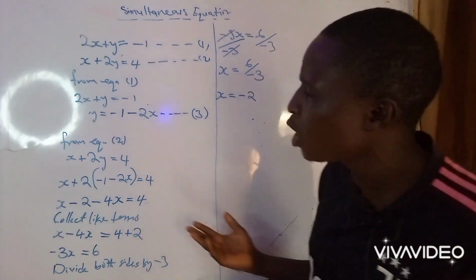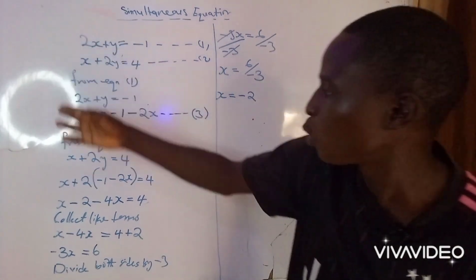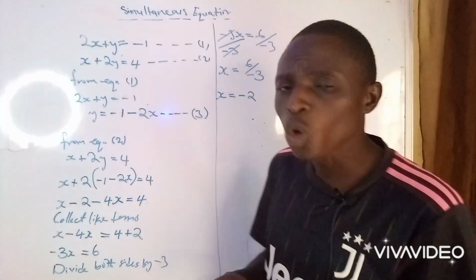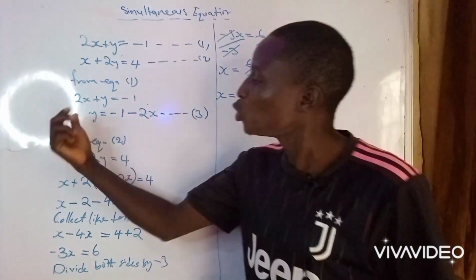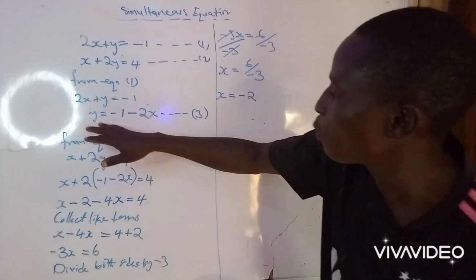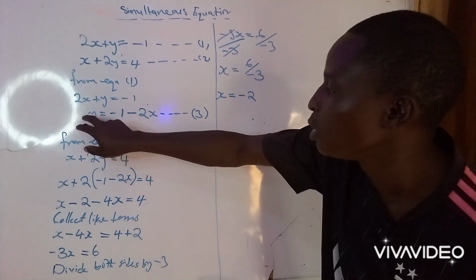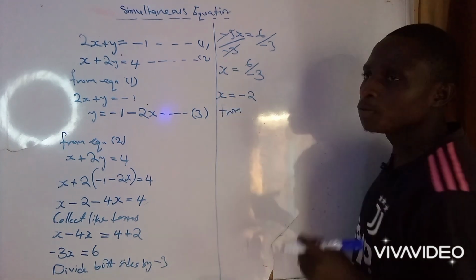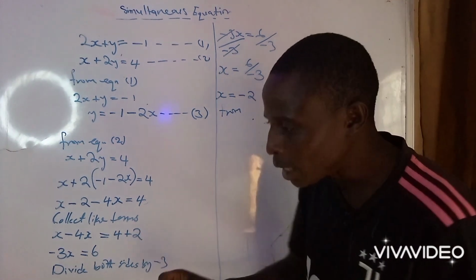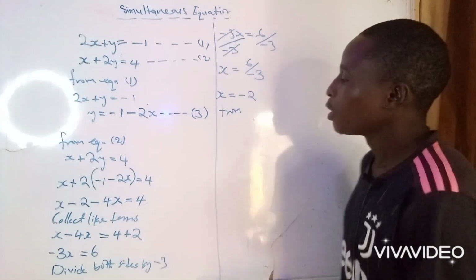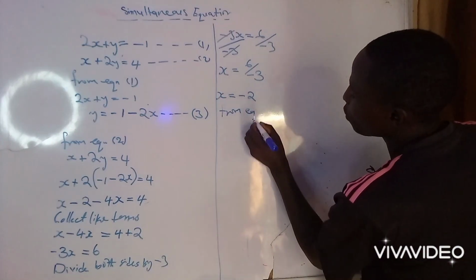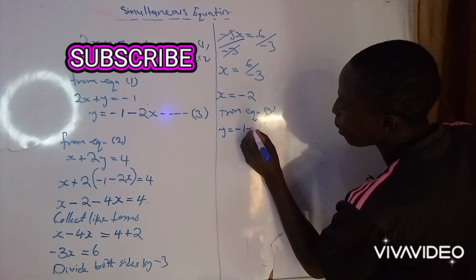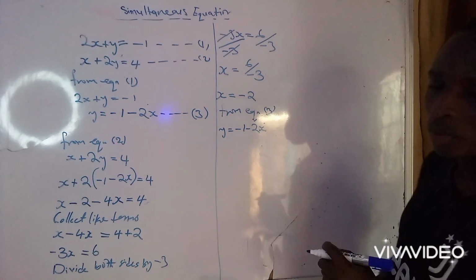You can choose from either of the equations, equation 1, equation 2, or equation 3. But the easiest way, and for the examiner to know that you know what you are doing, is to choose equation 3, since you have already equated everything to be in terms of y. Let's say from equation 3, because it is very important that as you go, you tell the examiner what you are doing. Okay, from equation 3. Equation 3 says y is equal to minus 1 minus 2x.